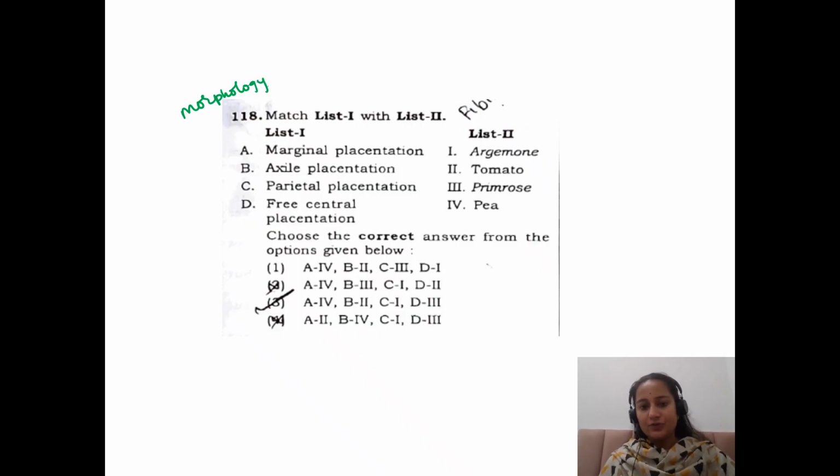Match the following again, and this question is from morphology. So we have the different types of placentation and the examples. Marginal placentation is seen in the pea plants, so all the seeds will be arranged on the margins. Axial placentation is seen in the tomato. Parietal placentation can be seen in the argemone, whereas the free central placentation will be the primrose. So the key will be 3.